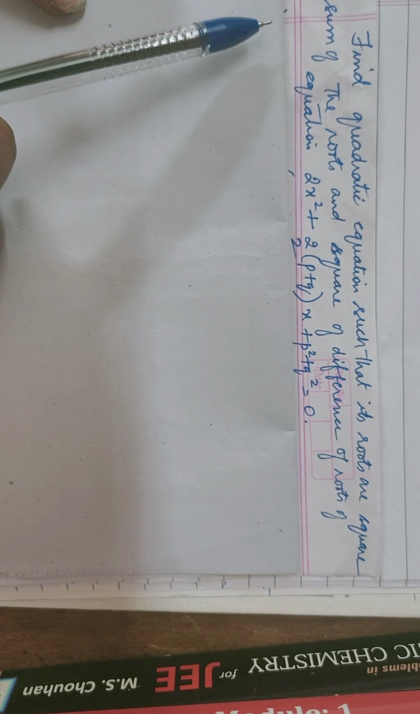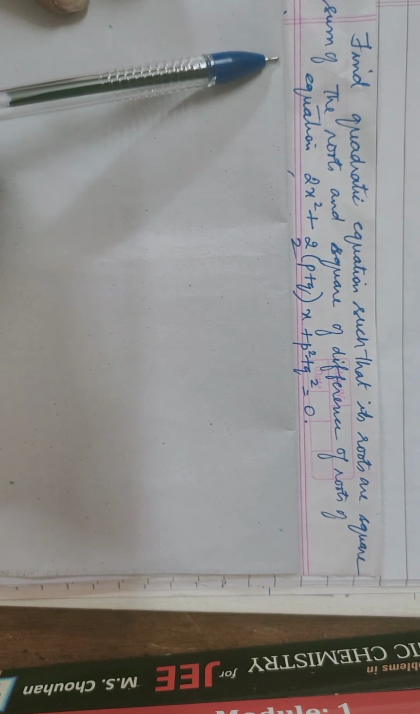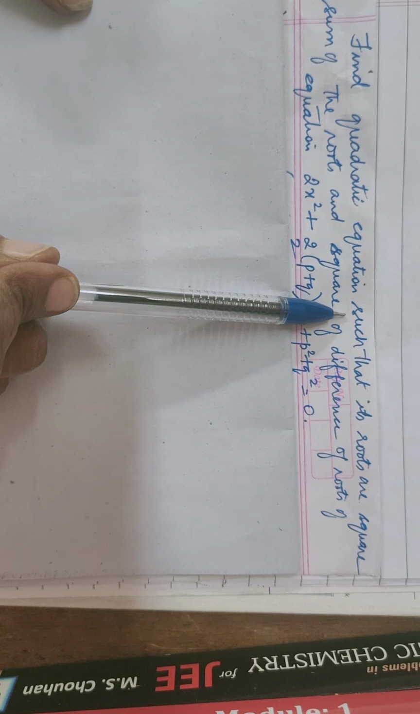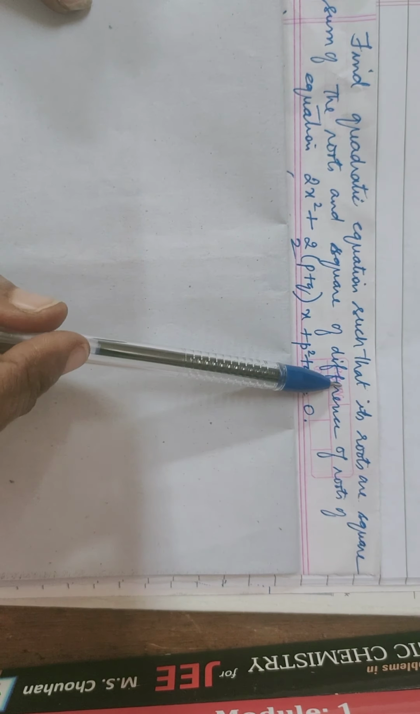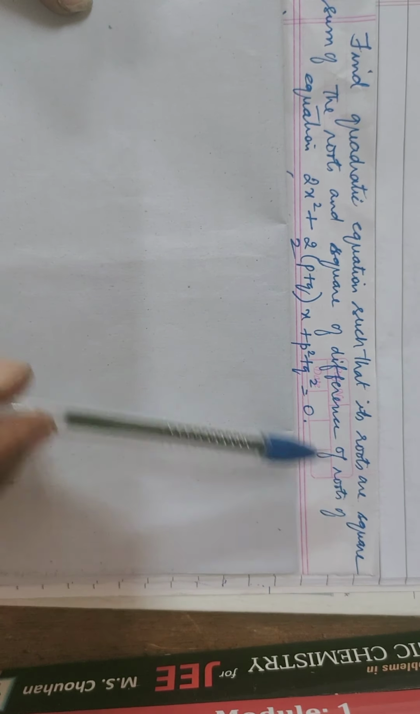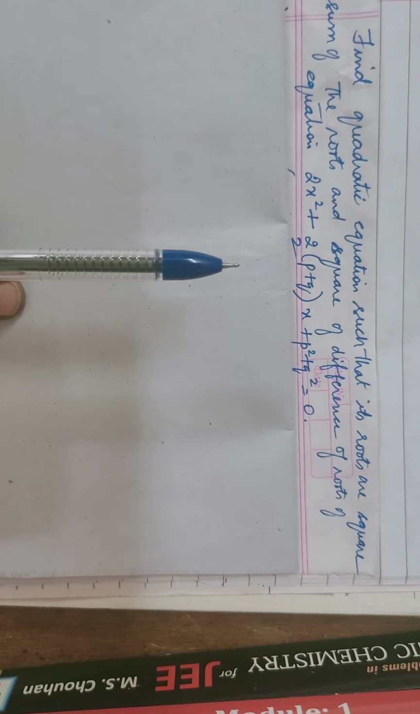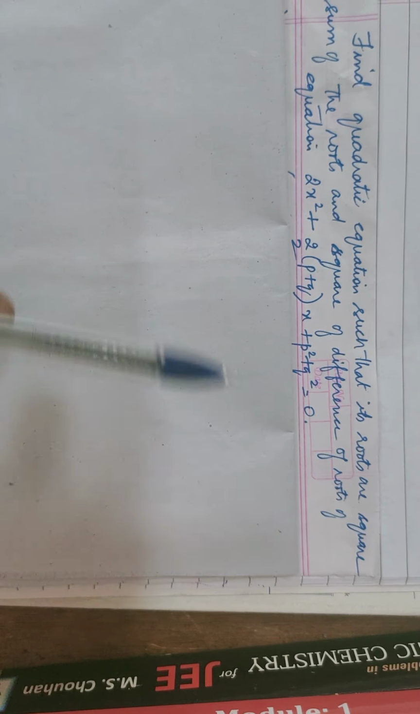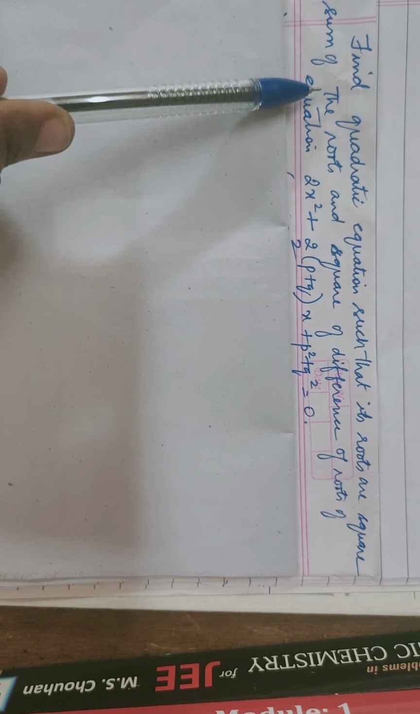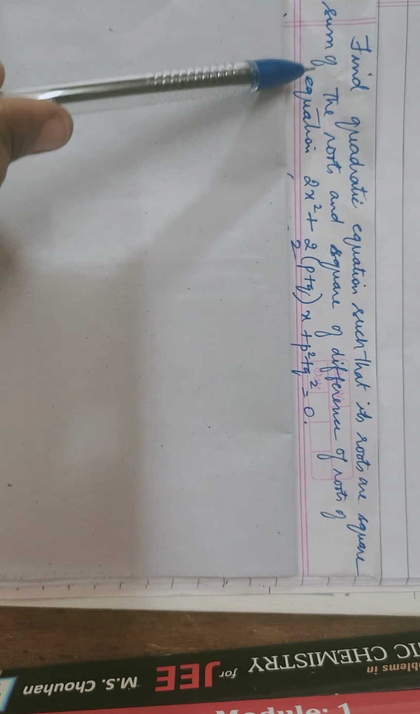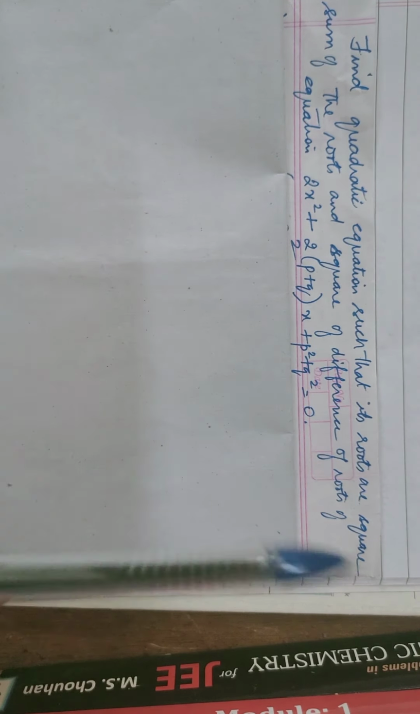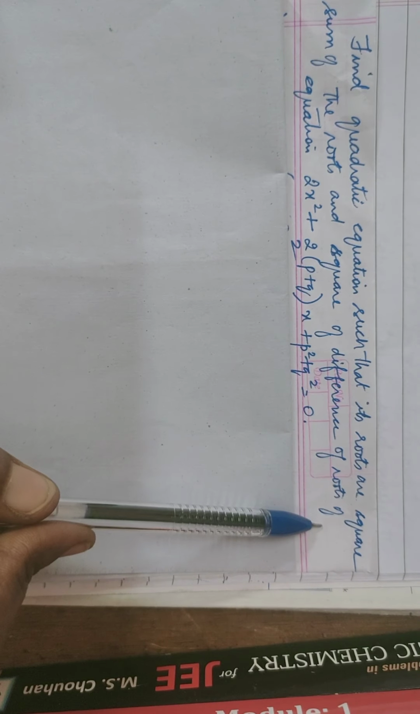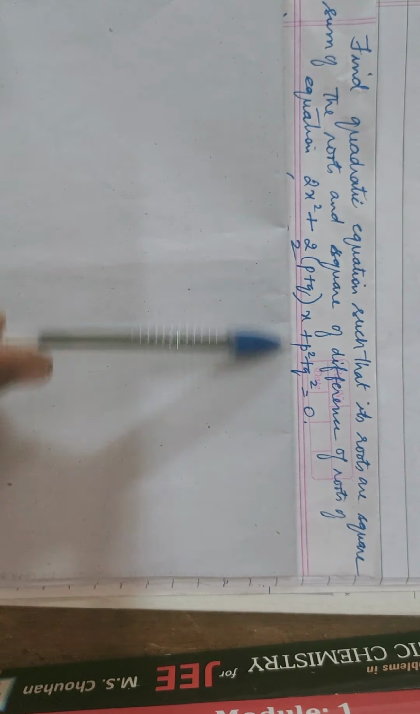Yes students, now we are going to see the 10th question of the problem set. Find the quadratic equation. We have to form the equation such that its roots are, as we say generally, alpha and beta. Now they said alpha is the square of the sum of the roots, and beta is the square of the difference of the roots of the equation. This is the equation they have given.